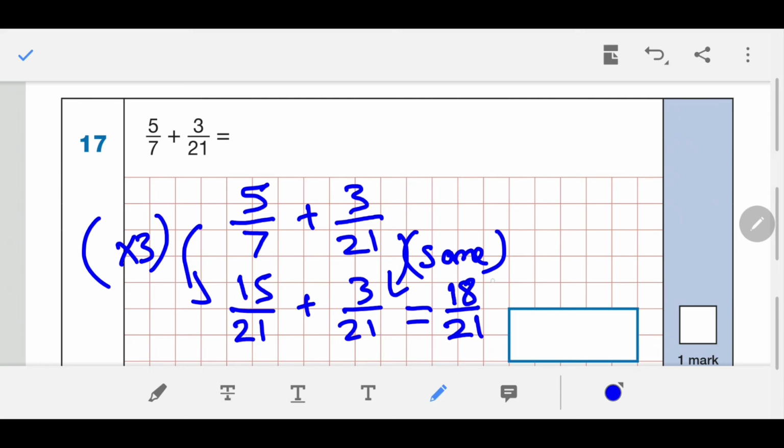18/21. If I simplify that, it is possible to divide both by 3. So that gets me 7 at the bottom. 18 divided by 3 gets me 6. So the final answer is 6/7.